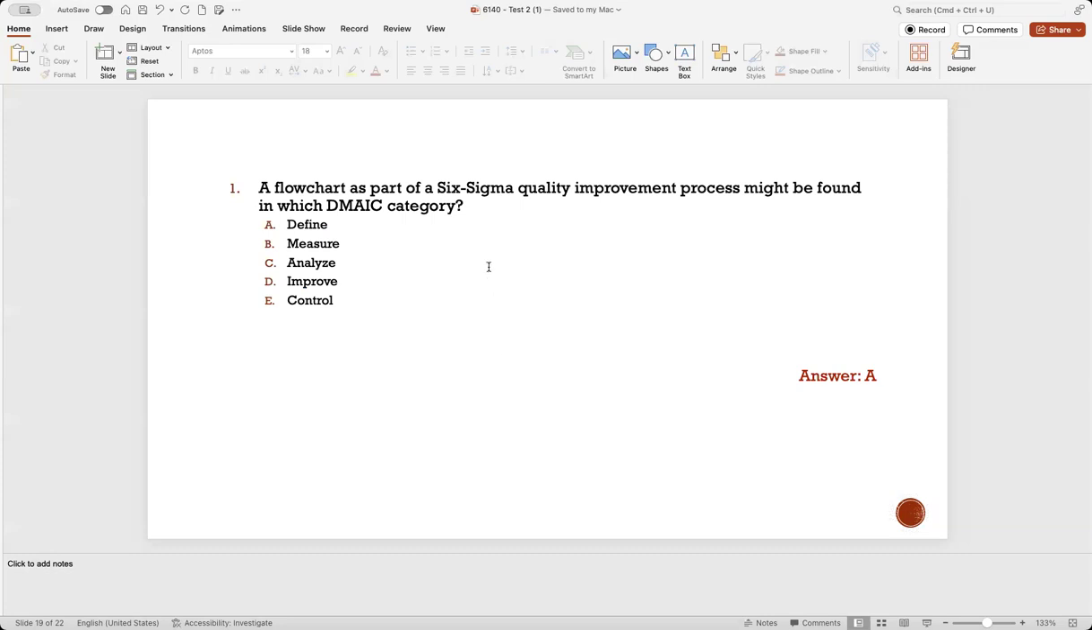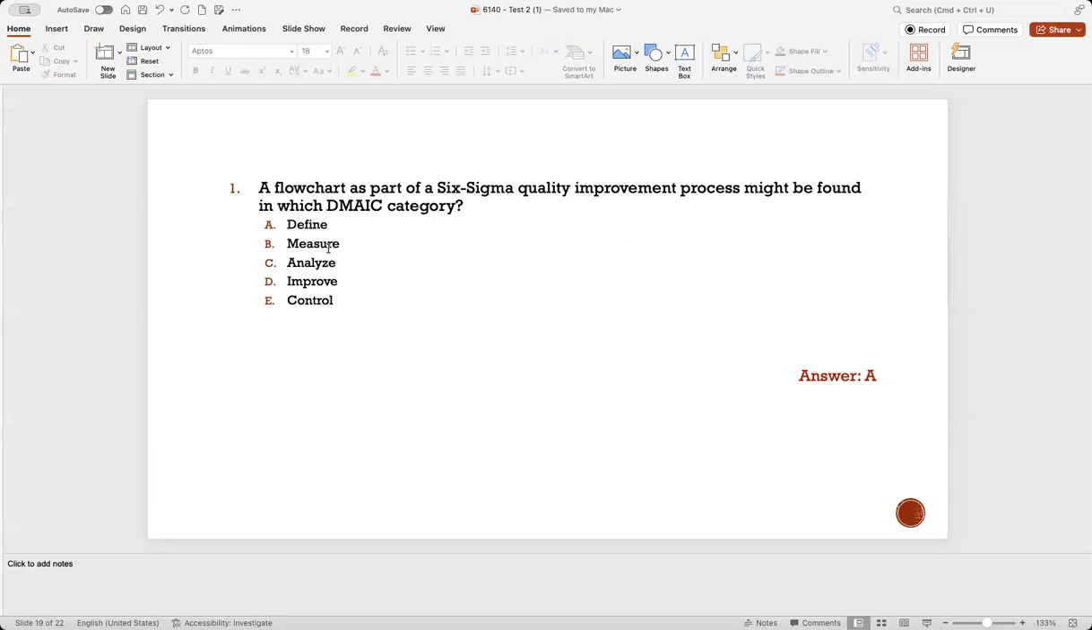So the first question comes from the tools we use to do Six Sigma. A flowchart as part of the Six Sigma quality improvement process may be found in which DMAIC category? This is what I asked you to review, the DMAIC. A flowchart, which you just learned in chapter 9, helps us visualize the whole process. So this can be found in the define step, which is the first step here.